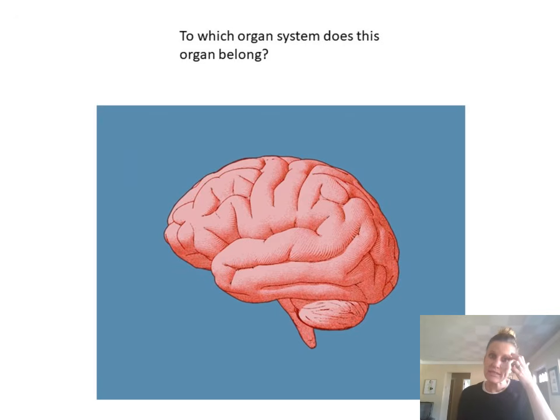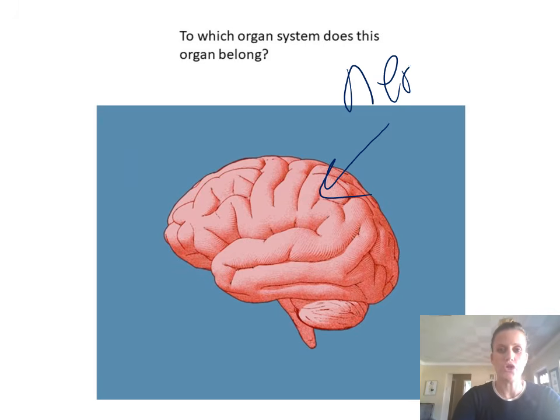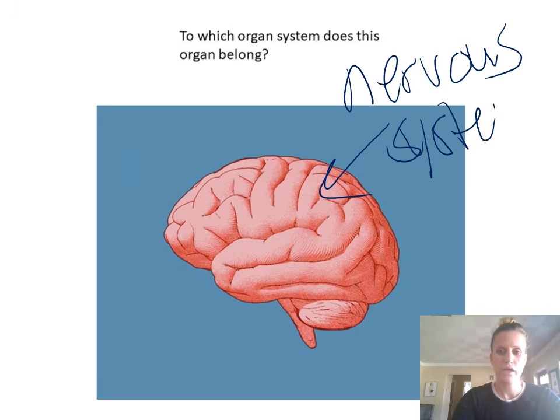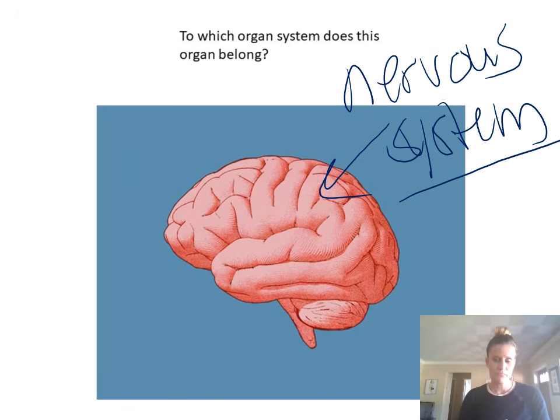To which organ system does this organ belong? So again, what of the 11 organ systems? Well, this is the brain, and the brain, the spinal cord, and the nerves are all part of the nervous system, right? The nervous system.